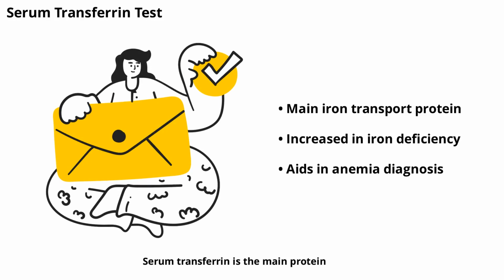Serum transferrin is the main protein responsible for transporting iron in the blood. In iron deficiency anemia, transferrin levels are often increased as the body tries to maximize iron transport. Measuring transferrin can provide additional information about iron metabolism and help differentiate between different causes of anemia.